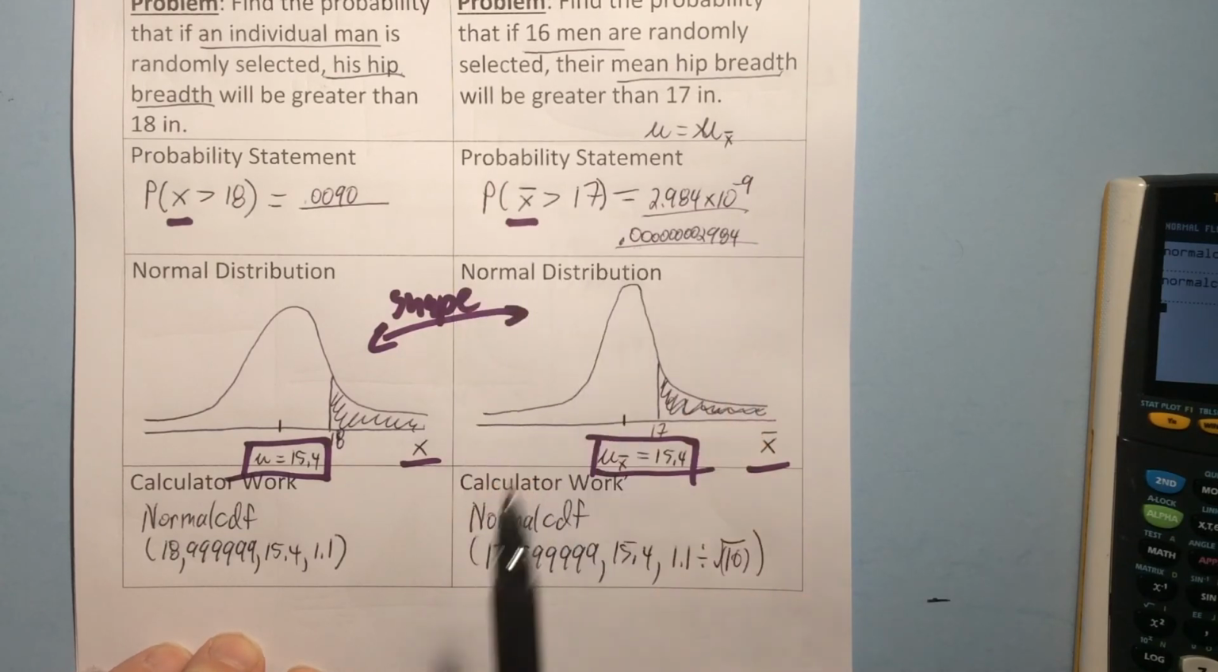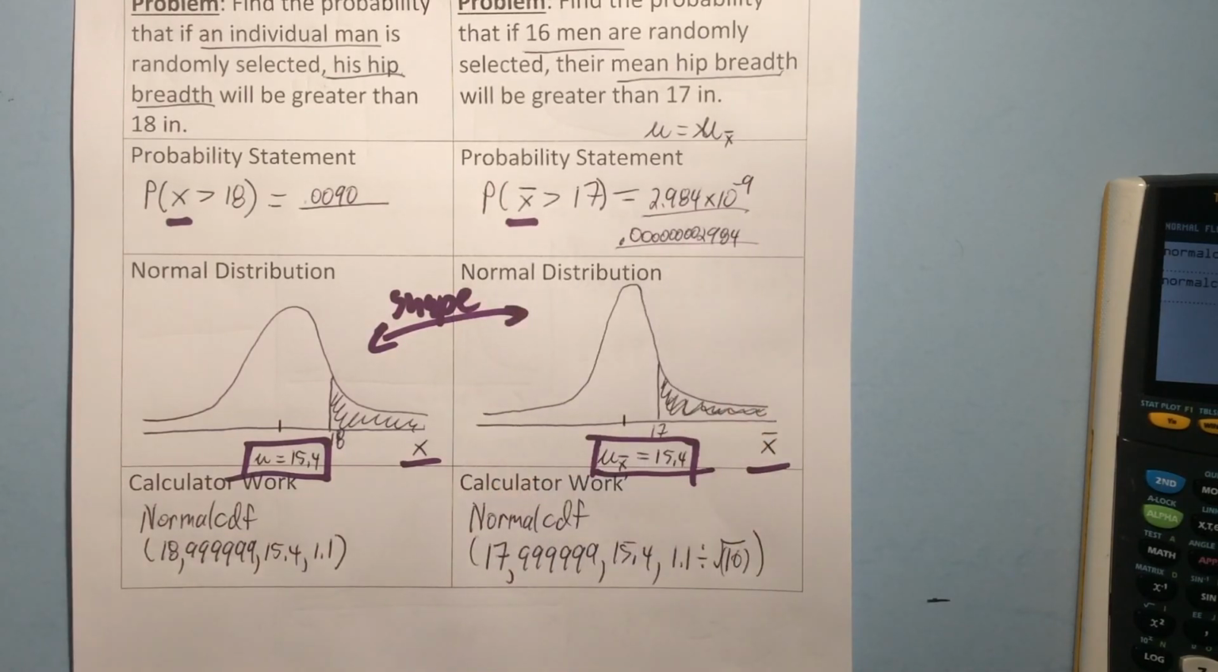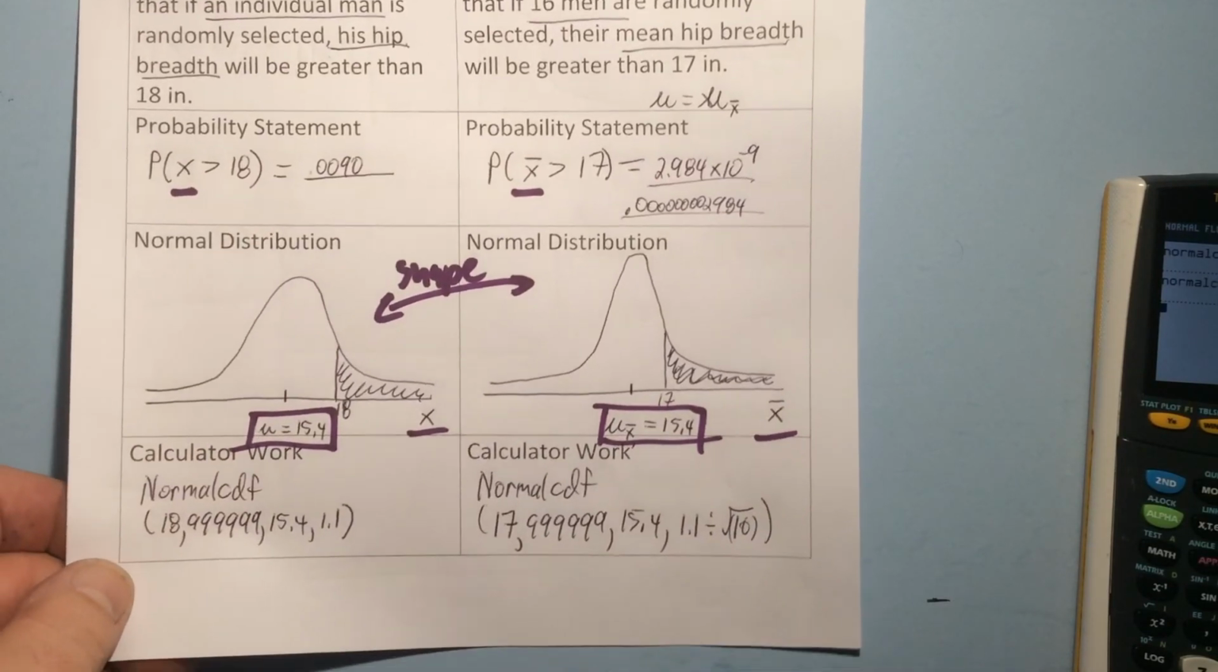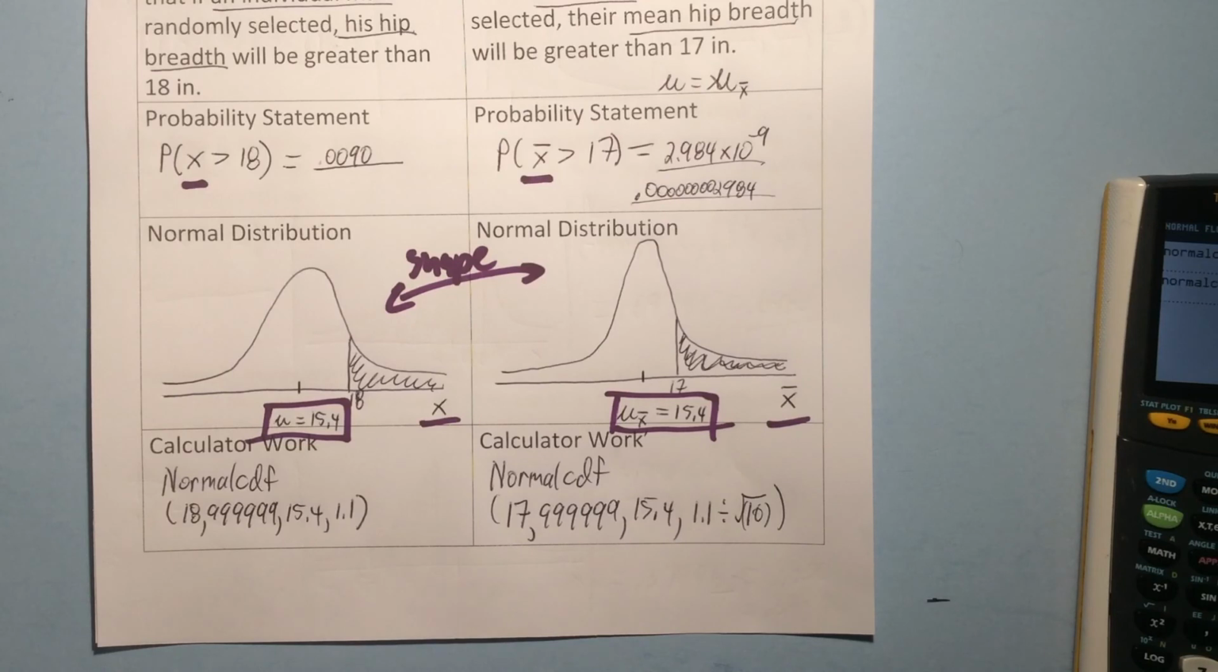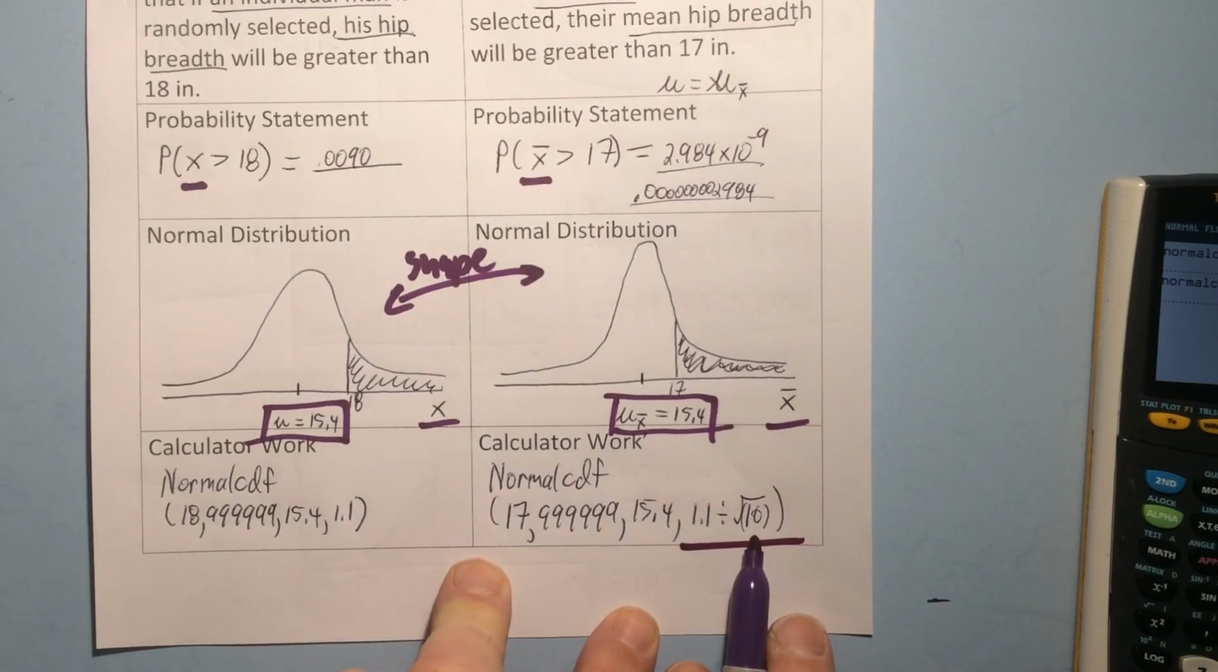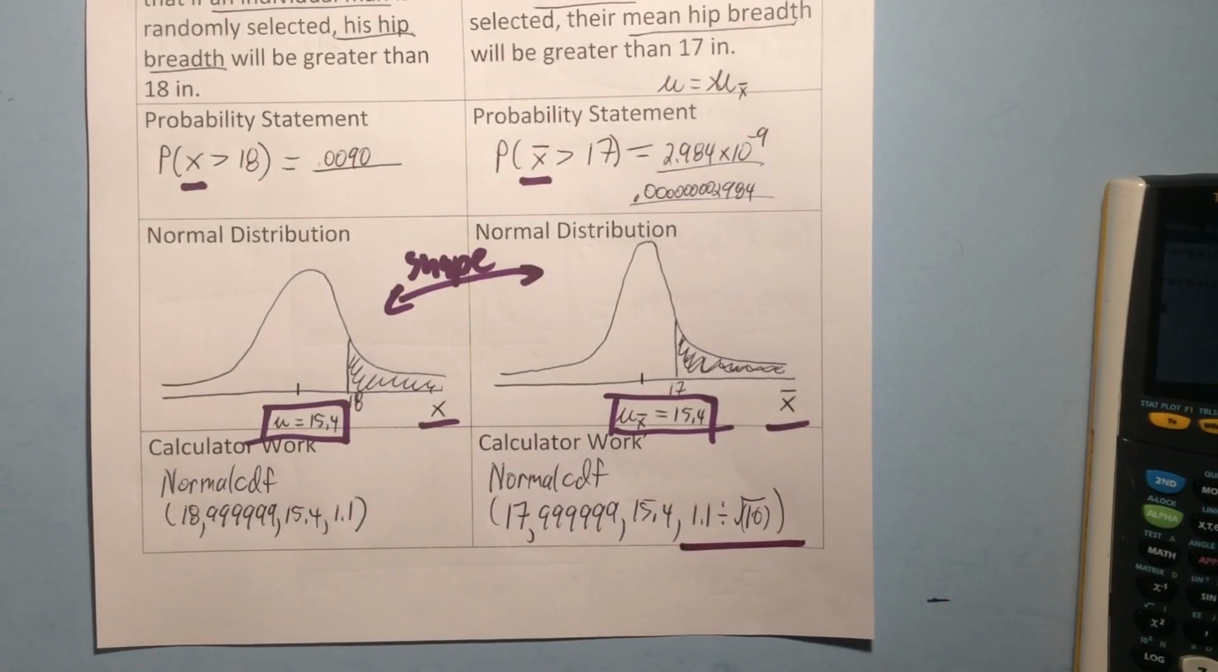That's why in these kinds of questions, finding one person is less than 1%, but having the mean of 16 people be greater than that is really, really unlikely. If they were basketball players, for example, who are all exceedingly tall, that could be the case, but it's not a likely occurrence. The key difference in how we did the calculations in this one is that we take our standard deviation and divide it by the square root of the sample size.